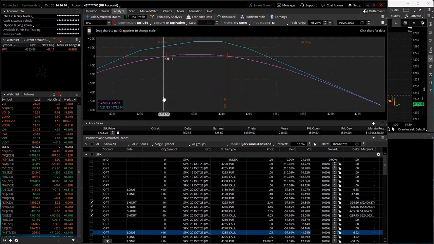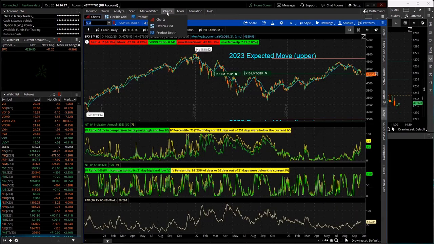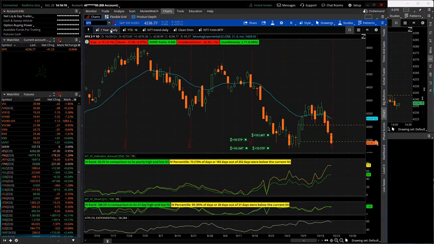How about this? S&P down 42, VIX down 2%. Who would have thunk? I guess it got so overpumped that it just had to give a little back.